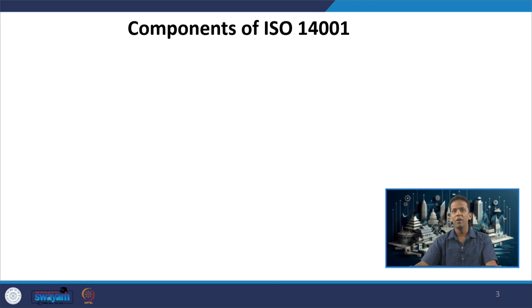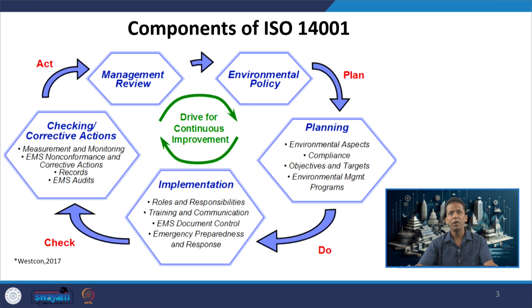So, components of ISO 14001. It is the most widely used environmental management system and it is based on the PDCA cycle, Plan Do Check Act, and like any other environmental management system, its emphasis is on continuous improvement. If we start with the environmental policy, which is mostly framed by the top level management, that policy sets the direction where the company wishes to go in future so far as environmental performance is concerned, and it is aligned with the vision and mission of the company.